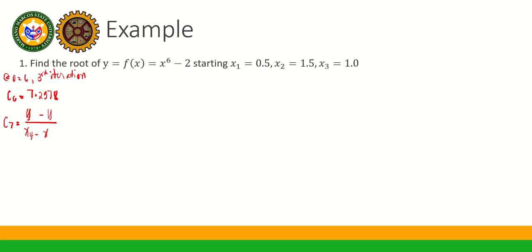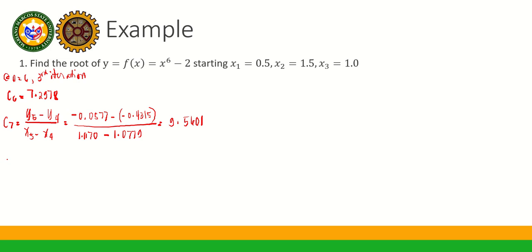Oh my gosh. This should be y sub 5 minus y sub 4, tapos x sub 5 minus x sub 4. If you are going to plug the values for this one, this is equal to negative 0.0577, which is yung na-compute natin kanina, minus our y sub 4, that is negative 0.4315, all over our x sub 5, that is 1.1170 minus x sub 4, 1.0079. And we have a value for c sub 7 equal to 9.5601.